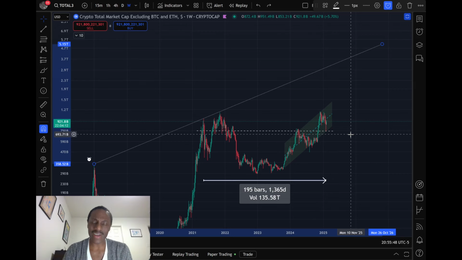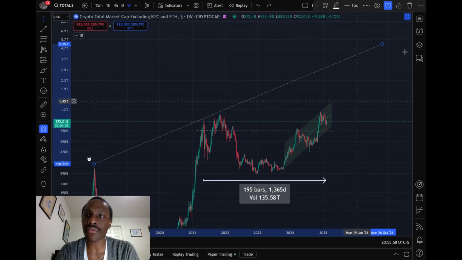I have the Bitcoin dominance indicator hitting the very probable target of 49%. And last but not least, I have this total 3 indicator hitting its target of 3 trillion.